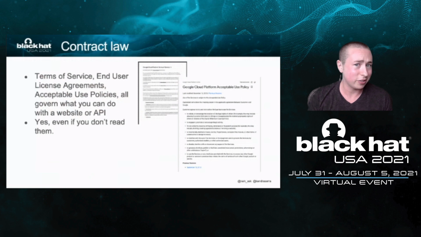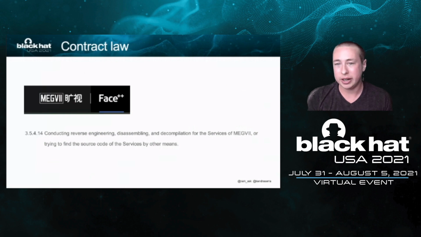So why does this impact adversarial machine learning researchers? Is there something in the contract that says no adversarial machine learning? Well, generally, from what I've seen, no. But contracts often prohibit reverse engineering, which many adversarial machine learning attacks, specifically model inversion and model stealing, do. So this, for example, is from the FACE++ terms of service, in section 3.5.4.14. Is it any wonder nobody reads these things? It prohibits conducting reverse engineering, disassembling, or decompilation of the services. So model inversion or model stealing attacks for those purposes might be violations of the terms of service for this site.